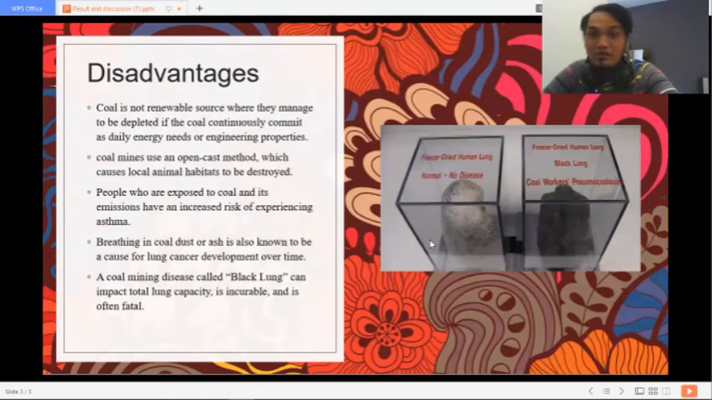Okay, the last one is the coal mining disease called black lung, as we can see in this picture. Freeze-dried human lung, black lung, and the sample was taken from dead coal workers. Okay, the coal mining disease called black lung can impact the total lung capacity. It is incurable, no vaccine or anything else, and is often fatal, which means death. Okay, you can see from here, freeze-dried human lung. The normal one is very, very clean, and the black lung is very, very dark because it was exposed to coal mining, and of course, he is a coal worker.